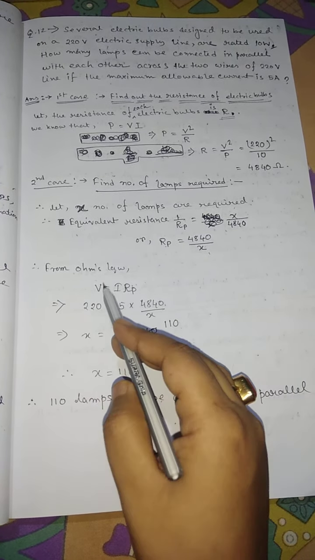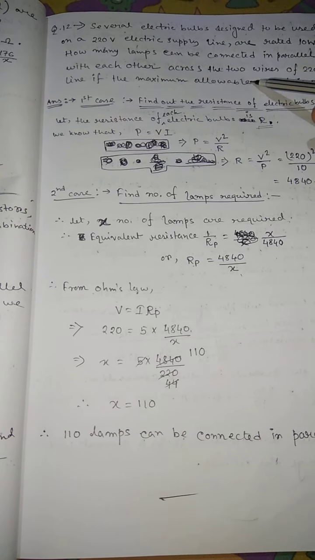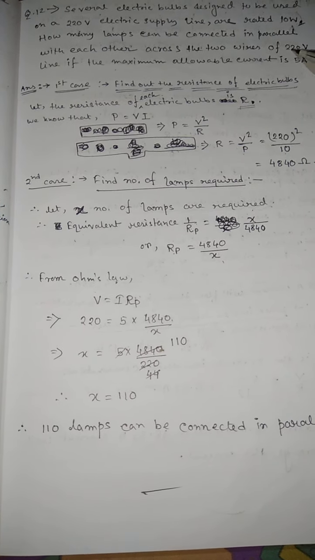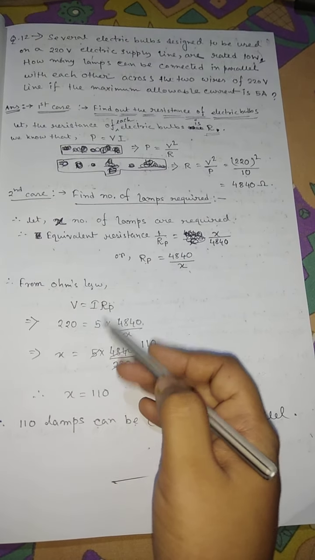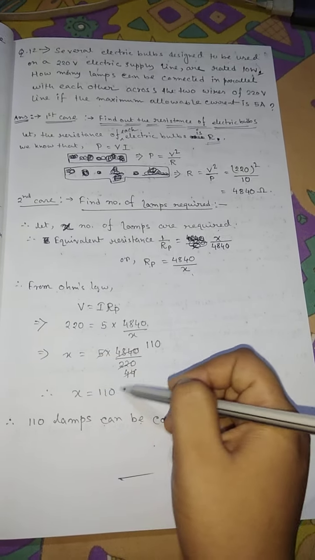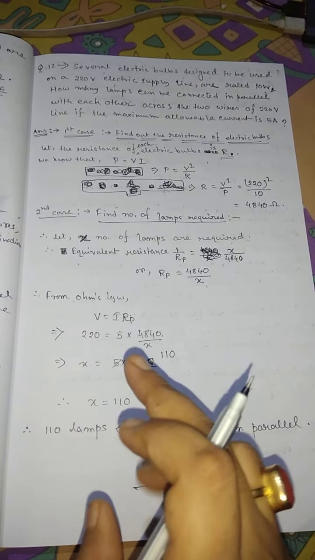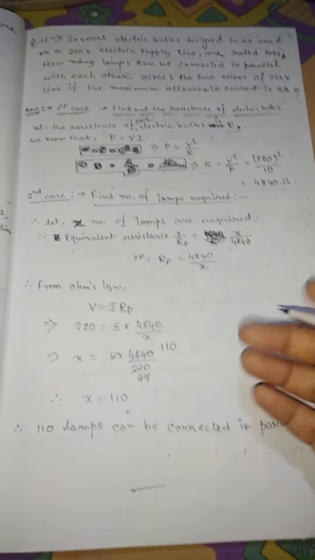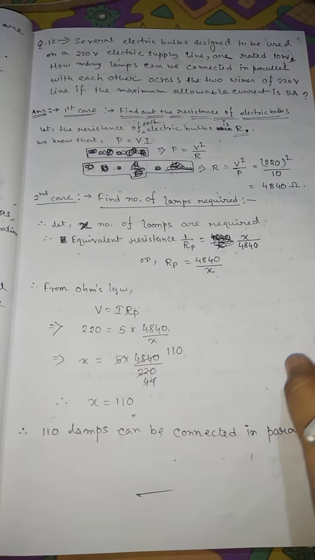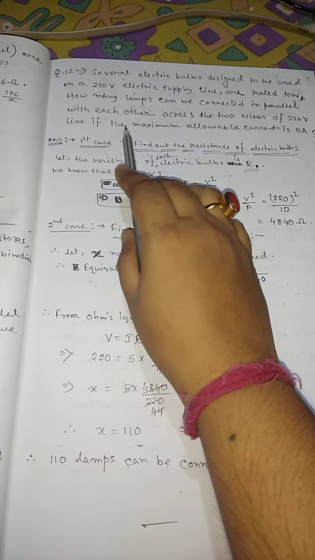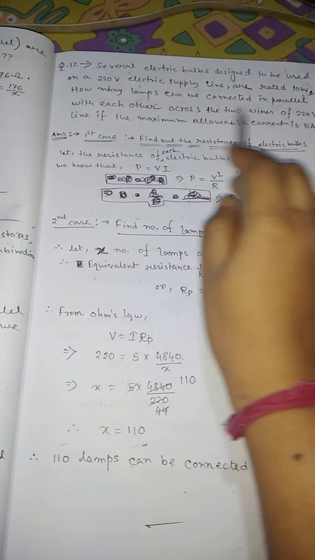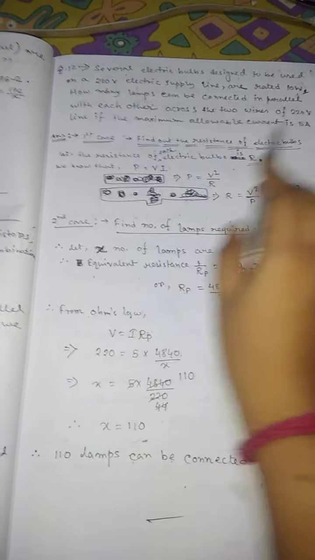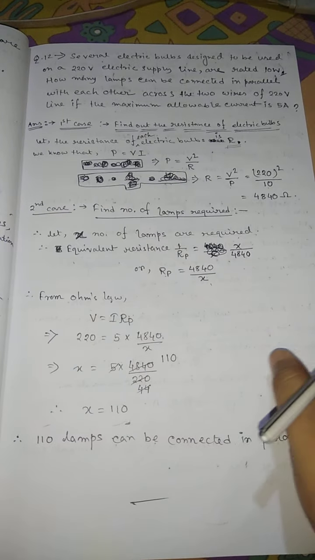Put the values. For the second part, the current is given. V is 220 volt, I equals 5 and RP equals this. So X equals 110. So 110 lamps or bulbs can be connected in parallel across the two wires of a 220 volt line if the maximum allowable current is 5 ampere.